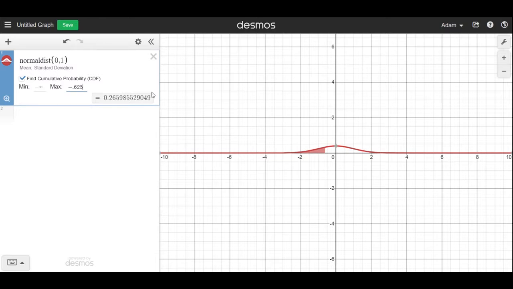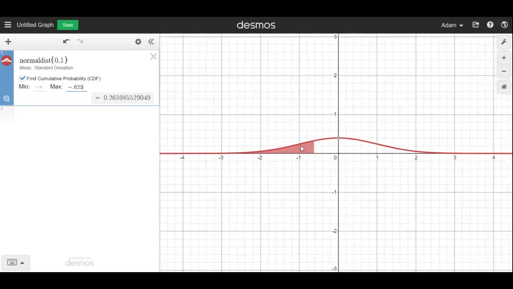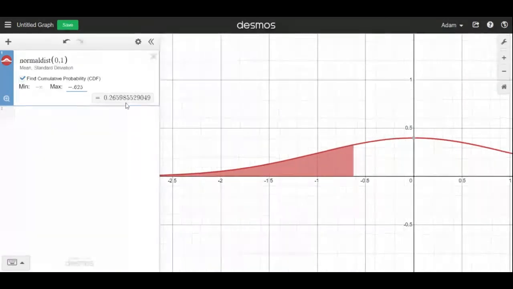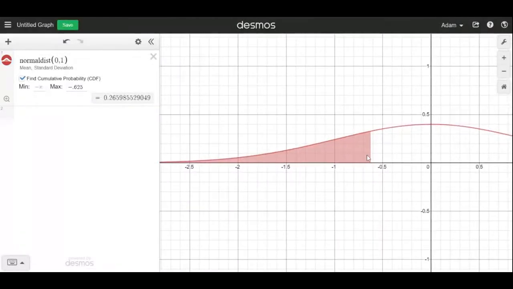But the two answers are close to each other. Remember, we had to round. That's why the value on the slide was a little bit different. But this is what we get through Desmos. This one's a little more exact. And you can see that we're looking at all the data values, the percentage of them, which is area under the graph. That's what we're looking for.